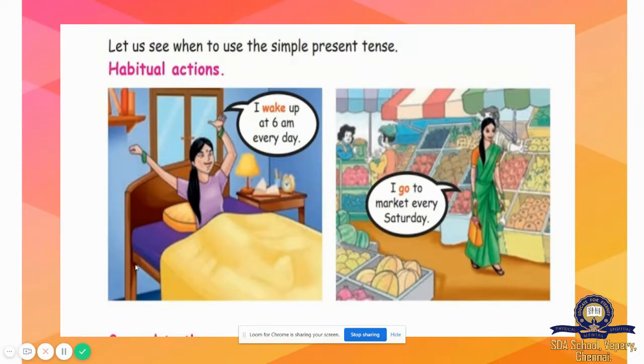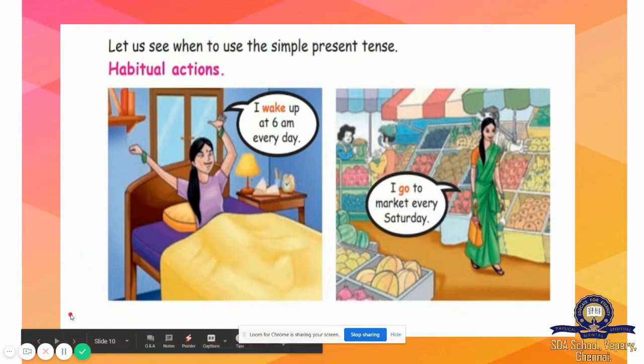Next, we are going to learn when to use simple present tense. When to use simple present tense in habitual actions. So, first, what is a habitual action? Habitual actions means actions that take place regularly. Yes.